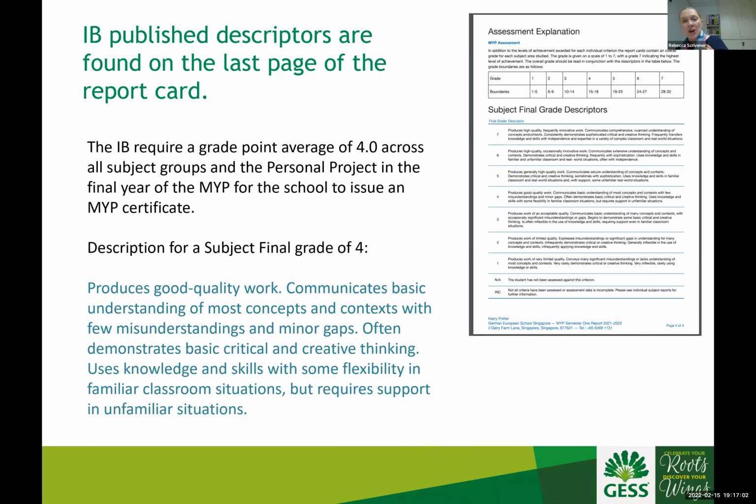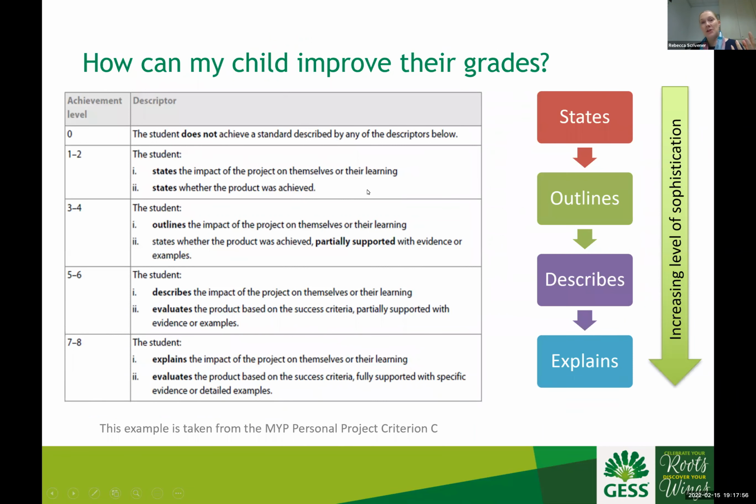Okay, so the description of a grade four is that the student is producing good quality work, basic critical creative thinking, knowledge and skills, some flexibility in familiar situations. That familiar situations piece often comes up when we're testing criterion A, knowledge and understanding. They will get some questions which are very similar to ones they've already seen in class, and then they will have some unfamiliar questions where they apply their understanding to a new scenario, a new situation, and so that's why the IB can talk about familiar and unfamiliar. So normally it comes through criterion A. So I guess what I want to say is it's always worth looking at those descriptors.